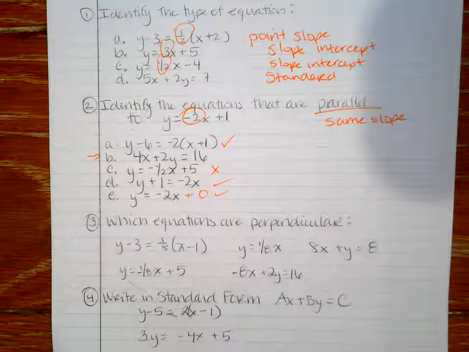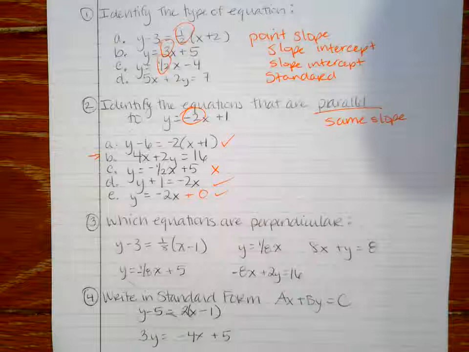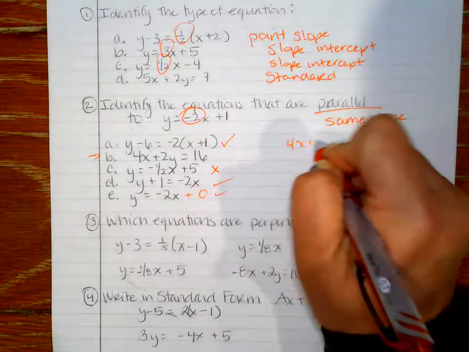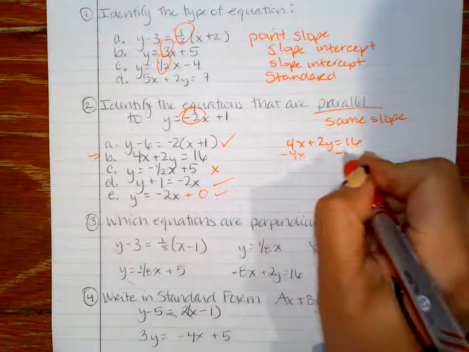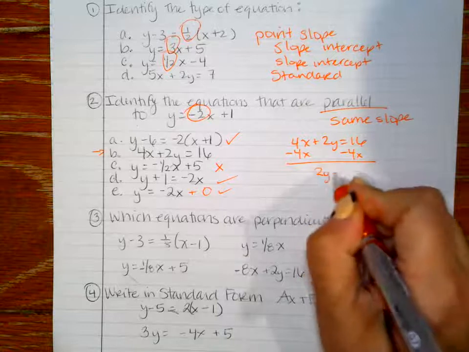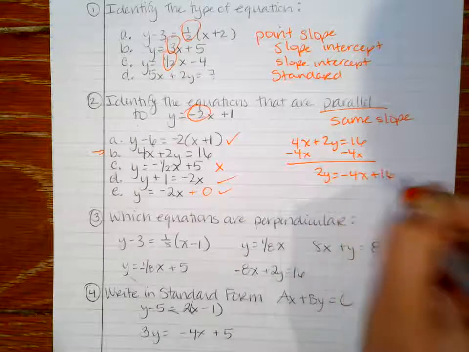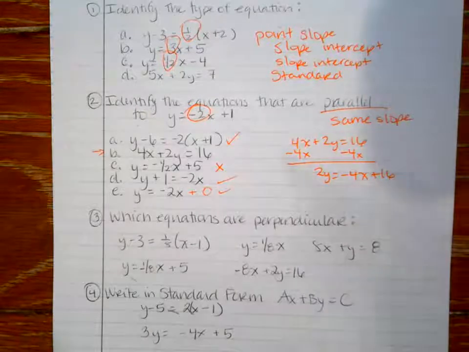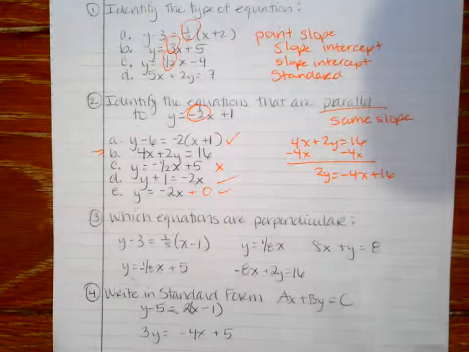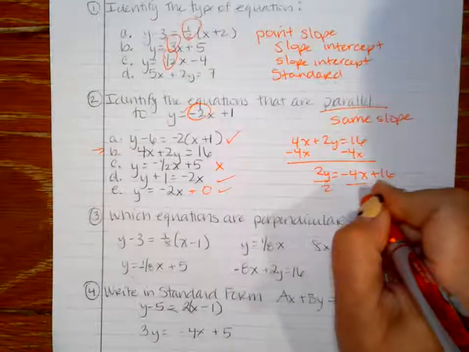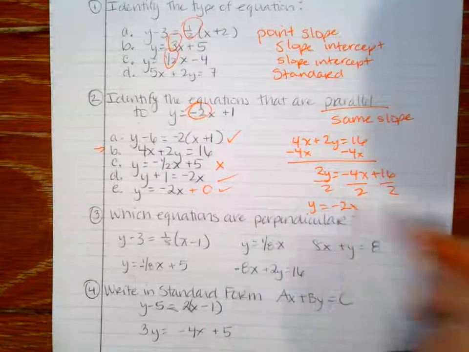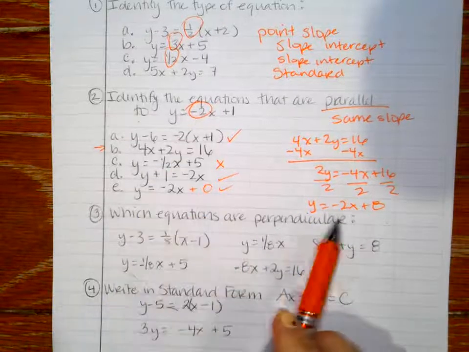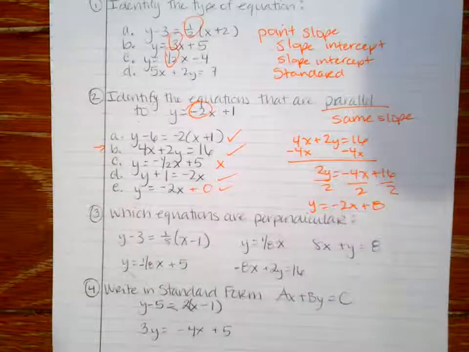For this one, we need to convert that. That's probably the easiest way, is to move this into y equals mx plus b form. So let's do that. Okay. To do that, I'm going to subtract 4x from both sides. And I'm going to get 2y equals -4x plus 16. I'm one step closer to slope-intercept form. I need to divide everything out by 2 so I can get y by itself. And that gives me y equals -2x plus 8. It does have the same slope, so that guy is parallel as well.